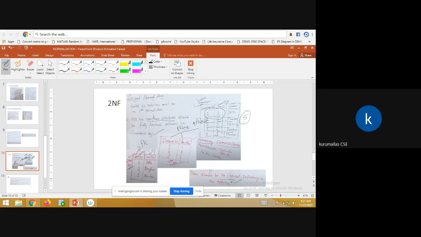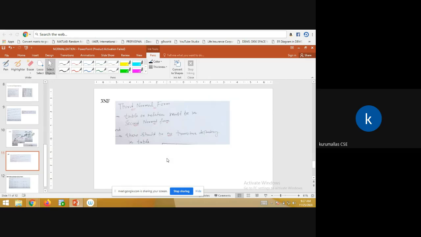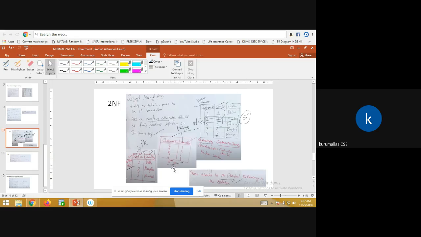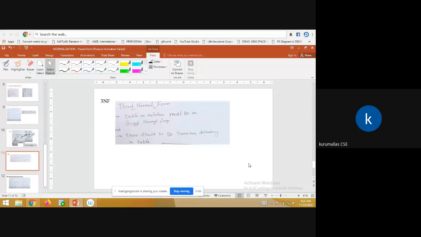Now we have to see what a partial functional dependency is. If you make customer id and store id the keys, the location is dependent on part of the key, the store id. It is not dependent on customer id, right? Next, third normal form.